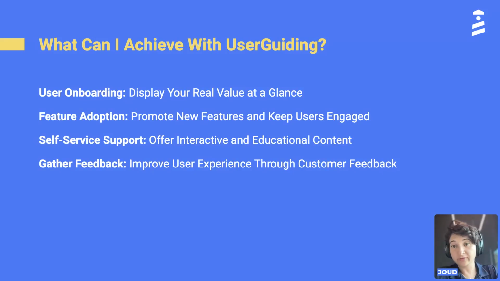And then providing, of course, self-service support, so you can offer interactive and educational content with some of the tools that we have. For example, we have the AI assistant, the resource center, product updates, and the knowledge base, and all of these can be integrated together. You can create this communication path between your users and yourself. By gathering feedback, you can improve their experience by understanding how their experience was and whether there is anything they would change. And there are lots of different ways that you can do that.